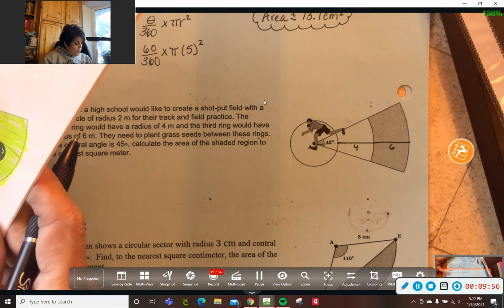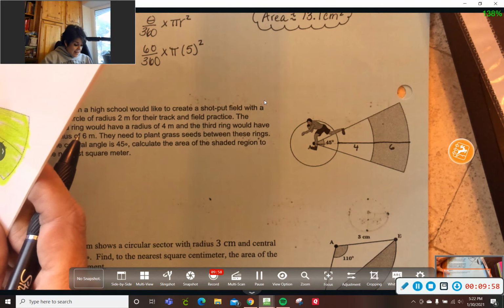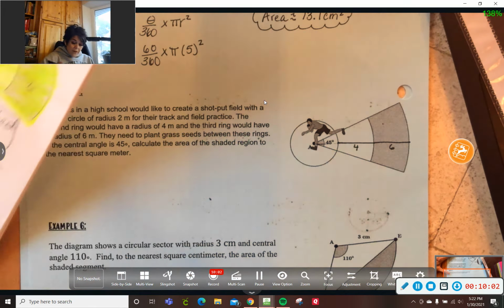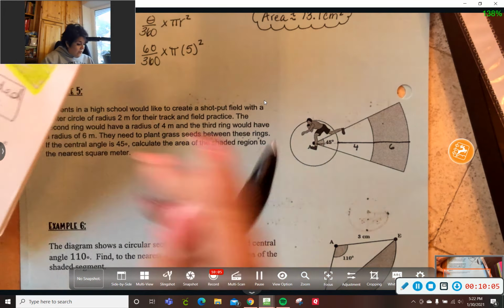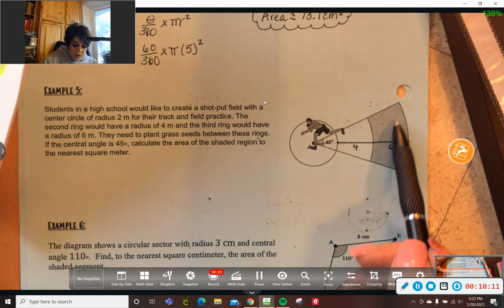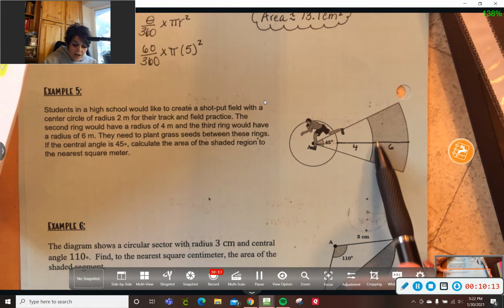They need to plant grass seeds between these rings. If the center angle is 45, calculate the area of the shaded region to the nearest square meter. So this is our shaded region. They want to know the area of this one.